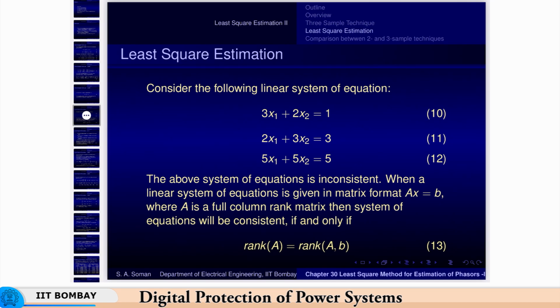So, the system of equations would be consistent only if the rank of A is equal to the rank of A comma B. Now, since that is not the case here, since the rank of A is 2, the number of linearly independent columns here is 2, and the rank of A comma B, which is a square matrix where the column rank or row rank would be the same, is 3. So, the system of equations is not consistent.